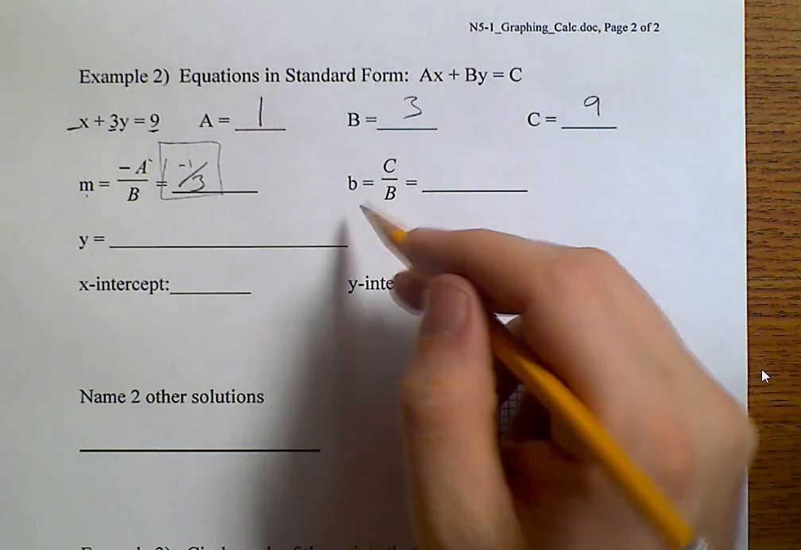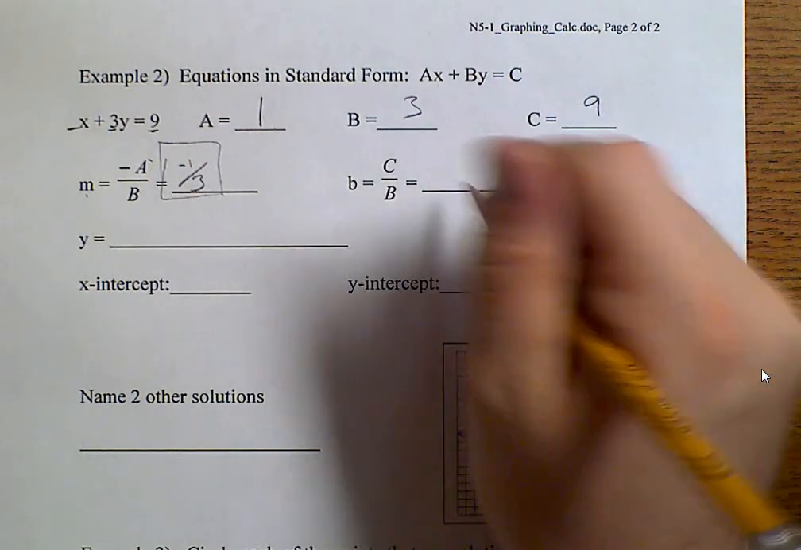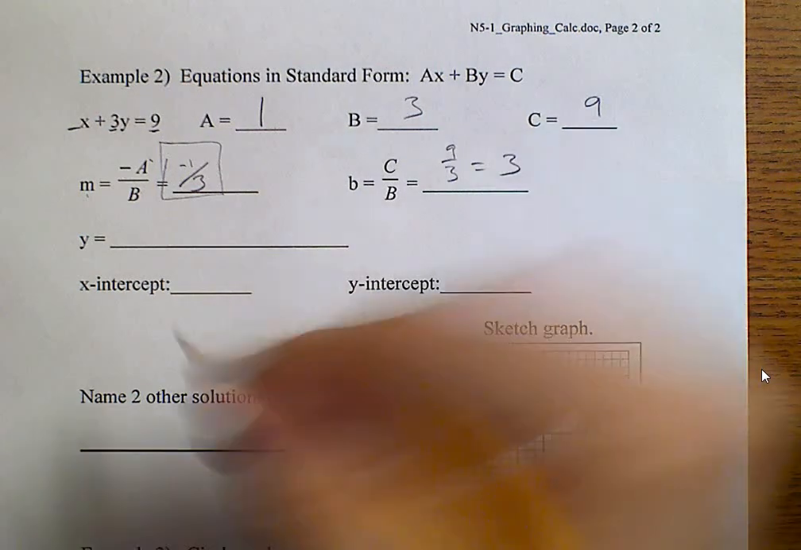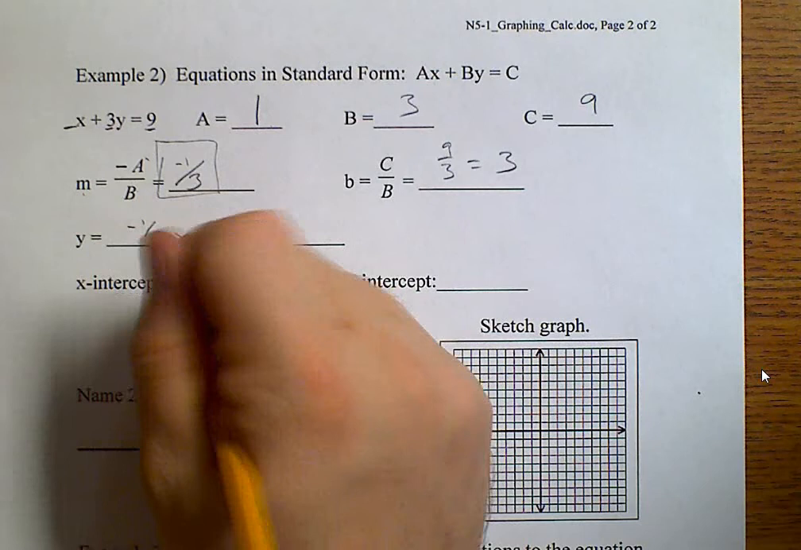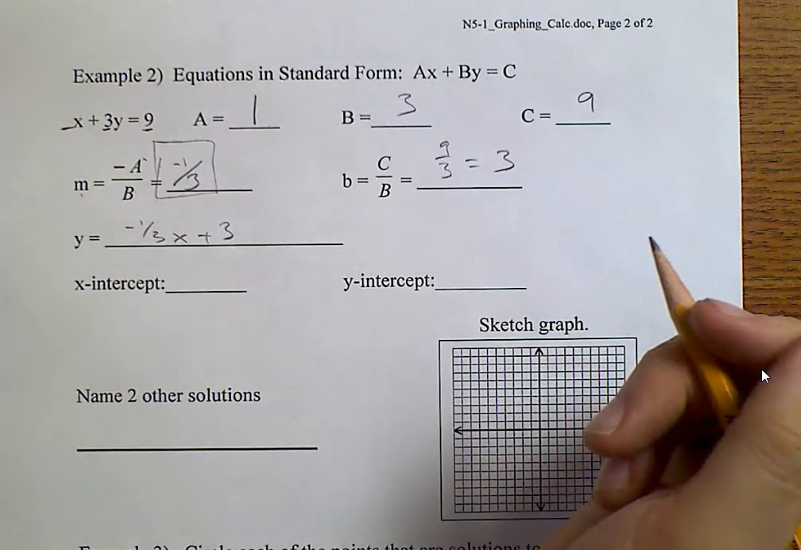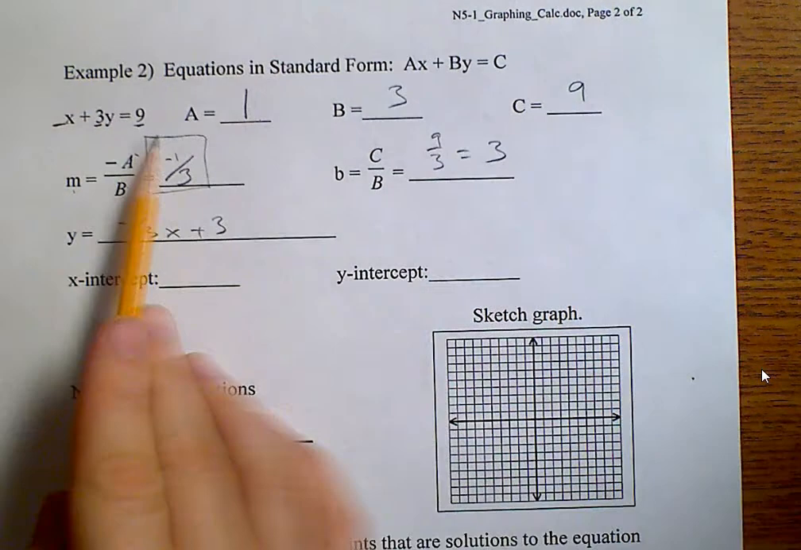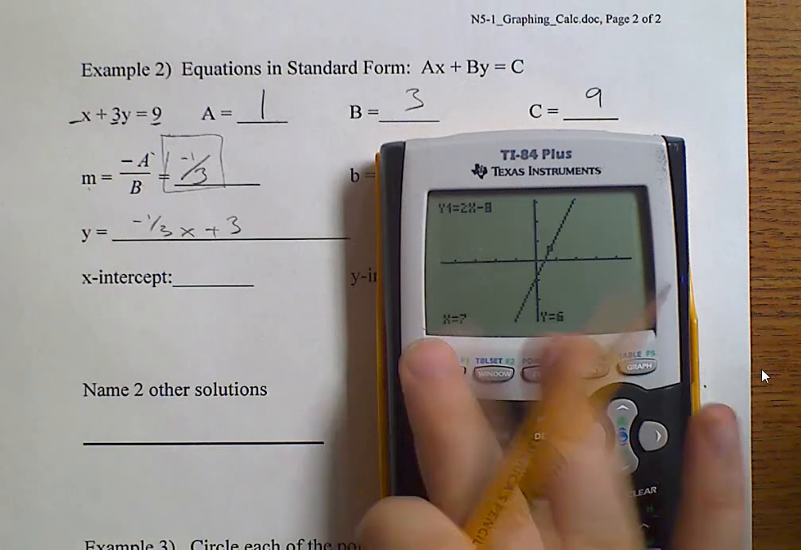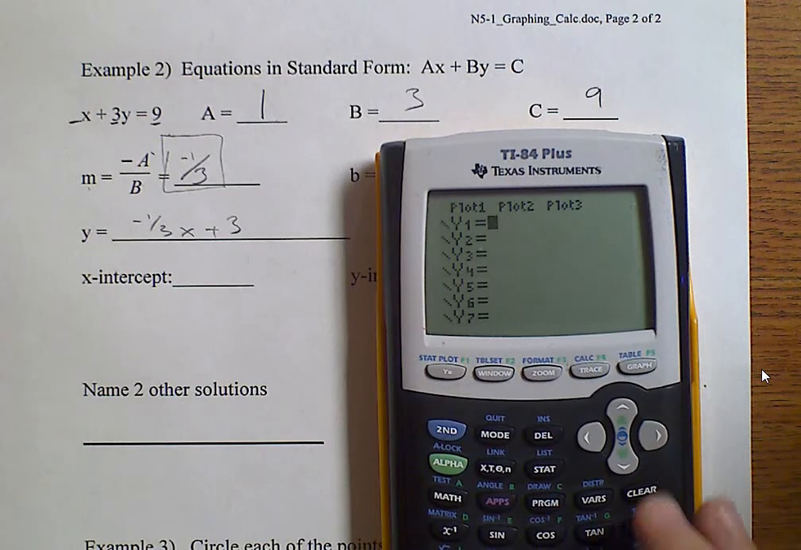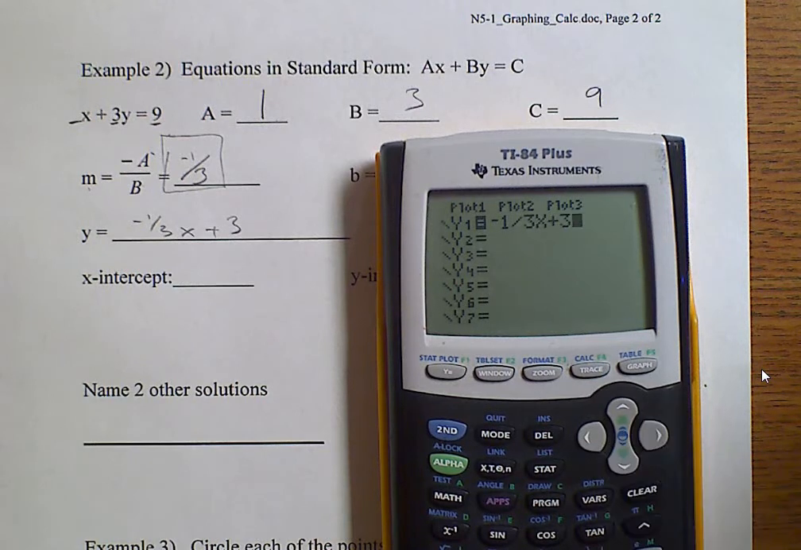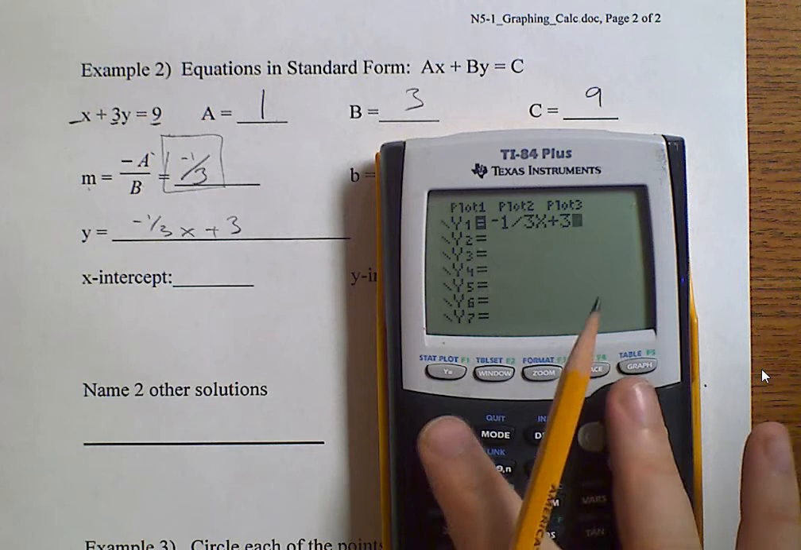And b is c over b. So it would be 9 over 3, which is 3. So y equals negative 1/3 x plus 3. Now to find our x-intercept using this, well, let's go ahead and just use our calculator. So we come over here, we go to y equals. We clear out y1, we put the next number, negative 1 over 3x plus 3. We go to graph.